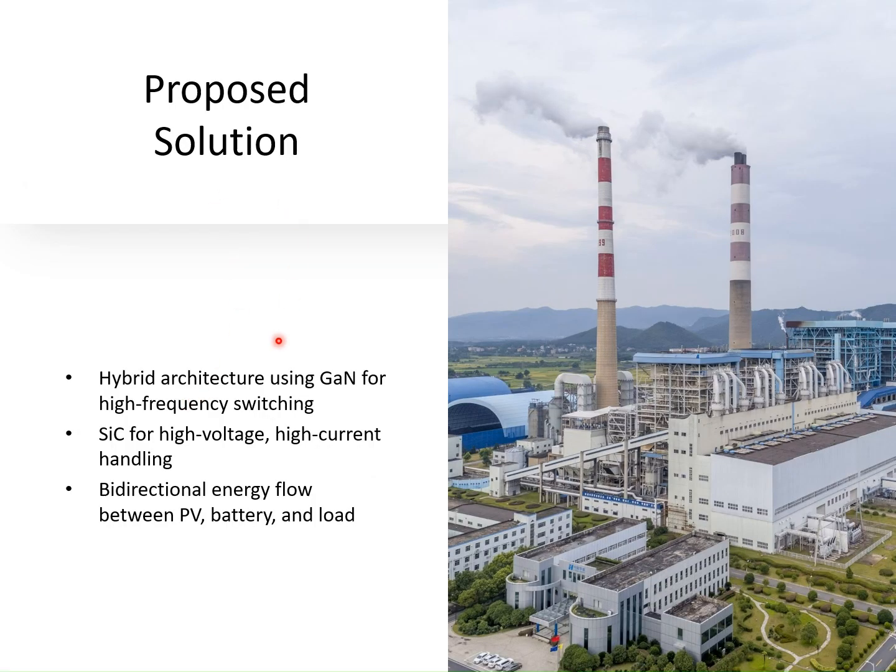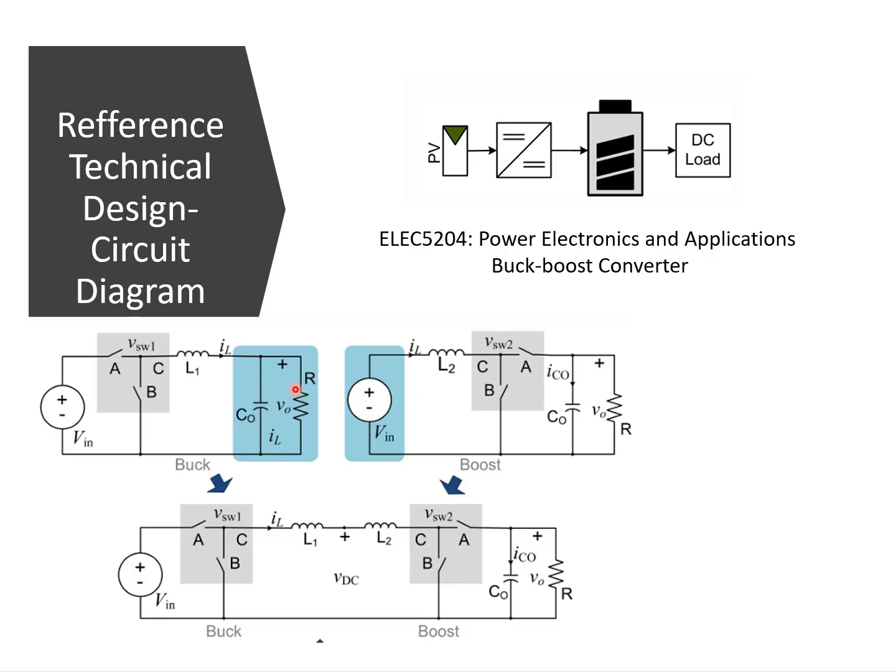Together with our simulation work, we have proposed 3 solutions: a hybrid architecture using GaN for high-frequency switching and SiC for high-voltage and high-current handling, and also bidirectional energy flow between the PV, battery, and the load. For circuit construction, we referred to a reliable source from the power electronics and application unit. We have chosen the buck-boost converter from the PV energy system.